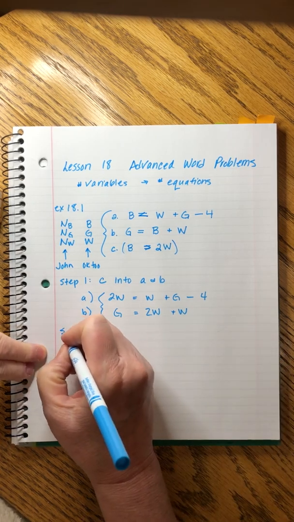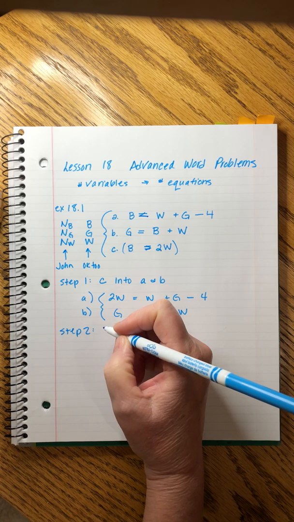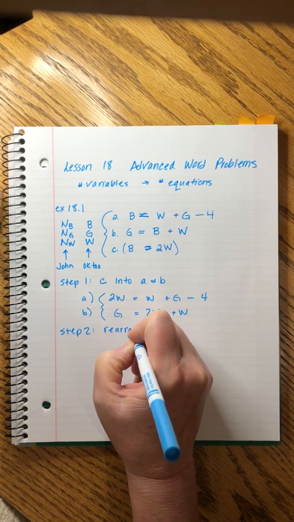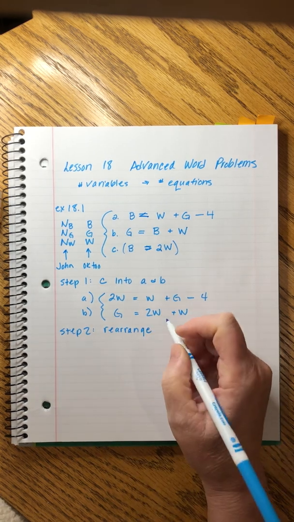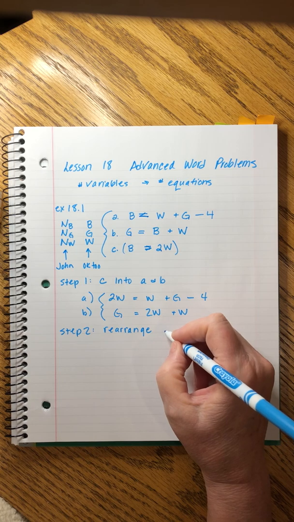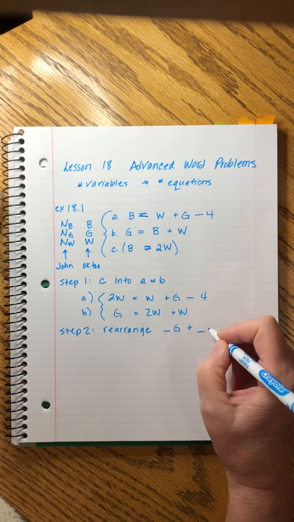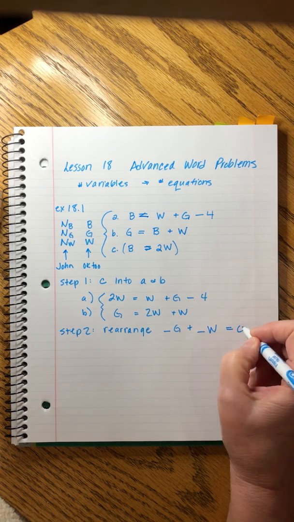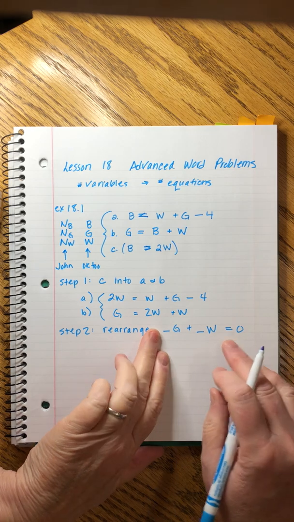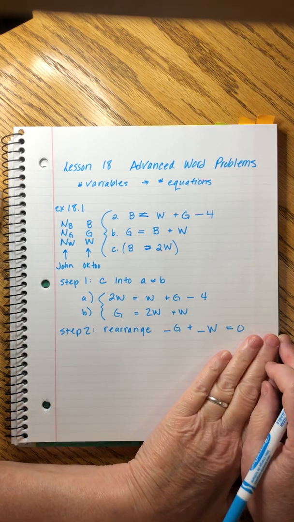Now, step 2, I'm going to rearrange into the format of number of greens plus or minus the number of whites equals a plain number. Essentially, I'm going to swim the G and W terms to the left, and I'm going to swim any plain numbers to the right.